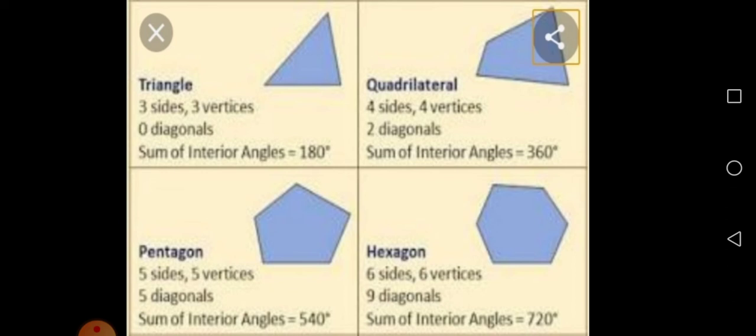Now let's take a look at these polygons. Polygons that have 3 sides are called triangles, and polygons that have 4 sides are called quadrilaterals. Polygons with 5 sides are called pentagons. Polygons with 6 sides are called hexagons. Now I want you to take a close look at the triangle, for instance. It has 3 sides and 3 vertices, no diagonal. The sum of the interior angles is 180. If you want to study more on interior angles and exterior angles, I can take you on that.